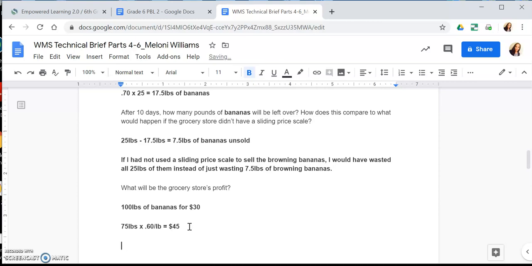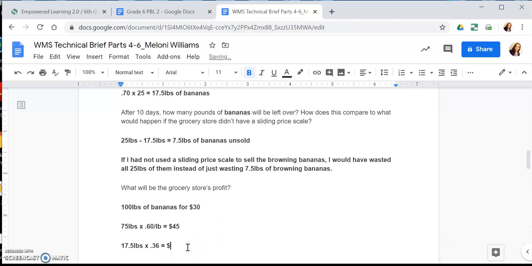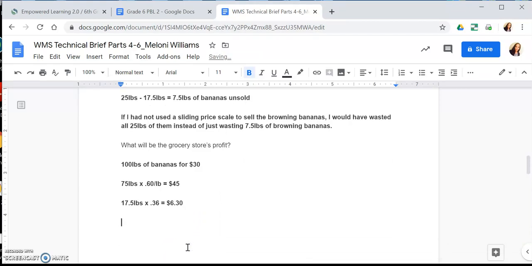Then we know that after the 5 days, they had to sell them at a 40% discount. And so that means that we had to take off some money from the 60 cents. So we were able to sell them for 36 cents. We sold 17.5 pounds at the price of 36 cents. And so we made, let's do the math for that. 17.5 times 0.36. We made $6.30.